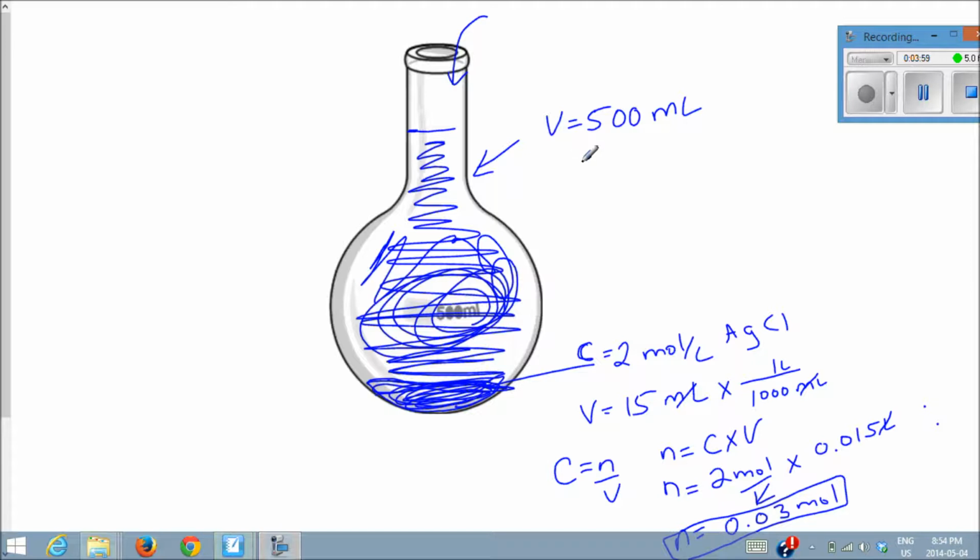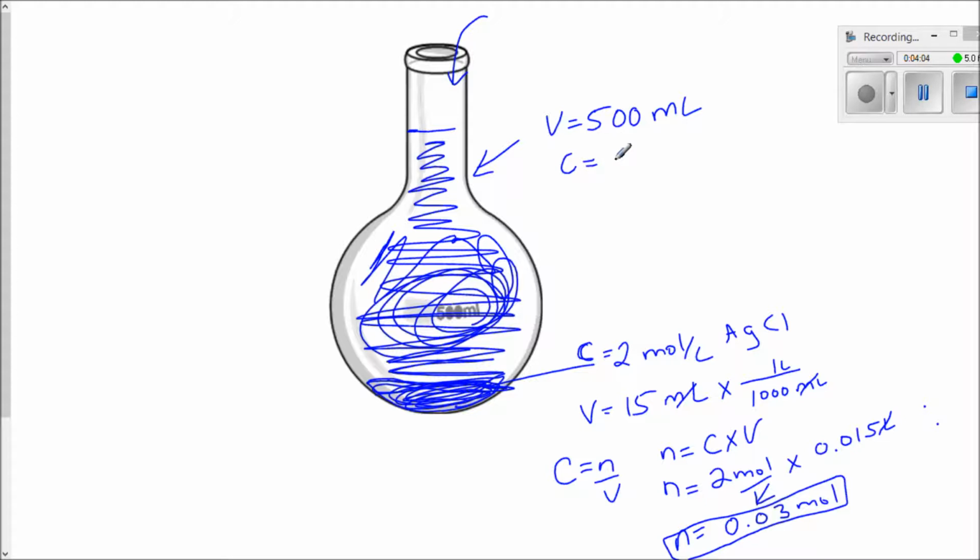So we say, again, to find our new concentration, we go C equals n divided by V. Now this is a new volume that we have here. The volume is 500 milliliters. So I put my moles, 0.03 moles, and we divide it by my volume, but I'm going to convert this to liters, so it's 1 liter for 1,000 milliliters, and that will be divided by 0.5 liters. So my new concentration is going to be 0.06 moles per liter.